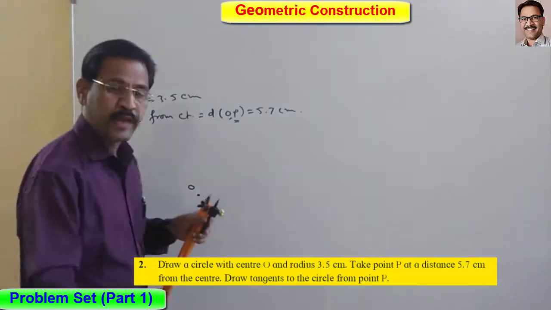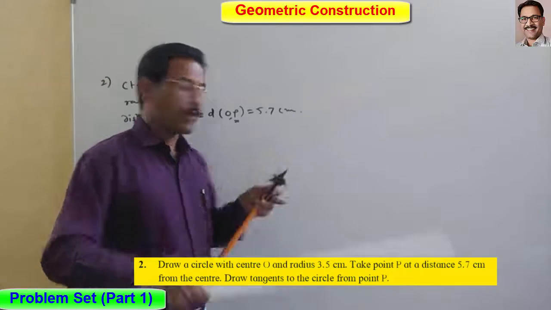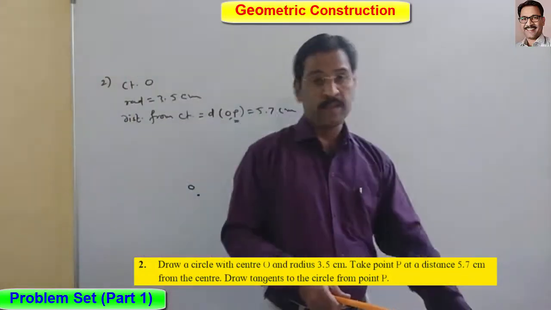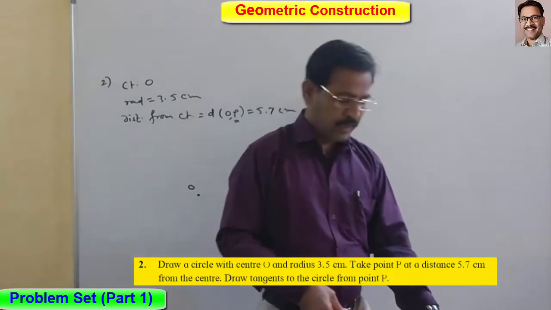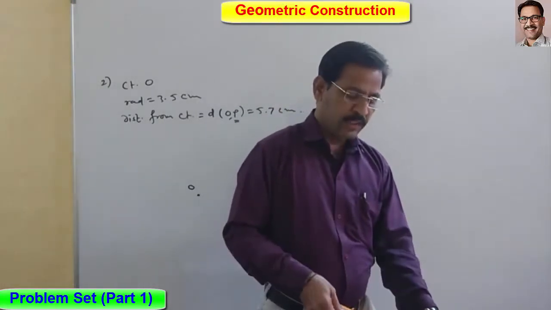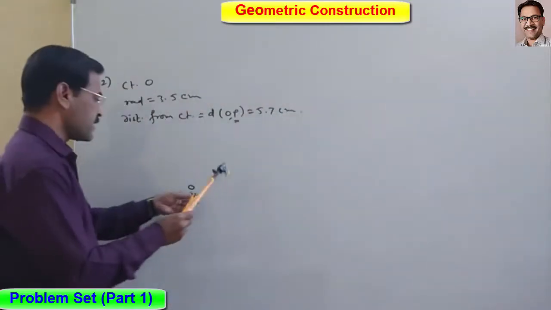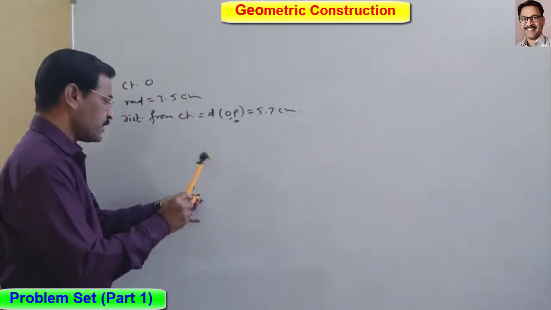Now I am going to take in this scale the radius, 3.5 centimeter. Again I am telling, try to take the correct distance. See here, this is 3.5 centimeter. Now look here, taking this as the center, I am going to draw one circle here.